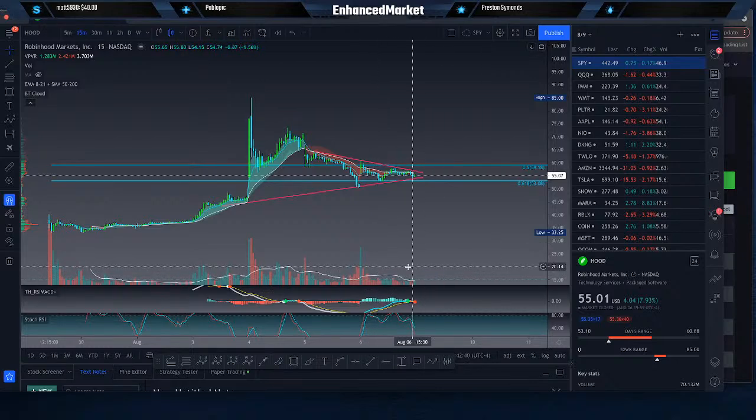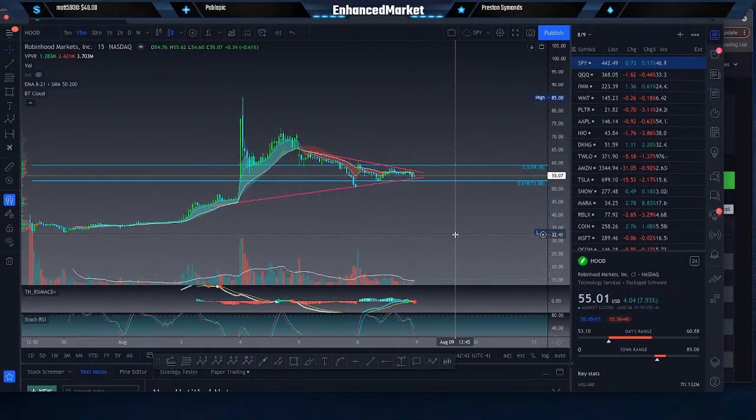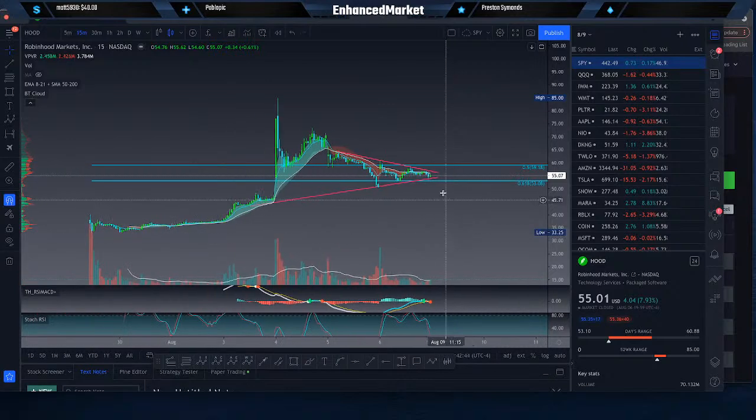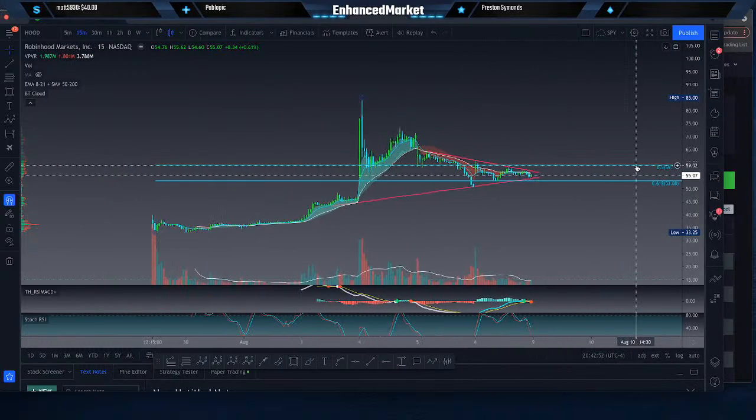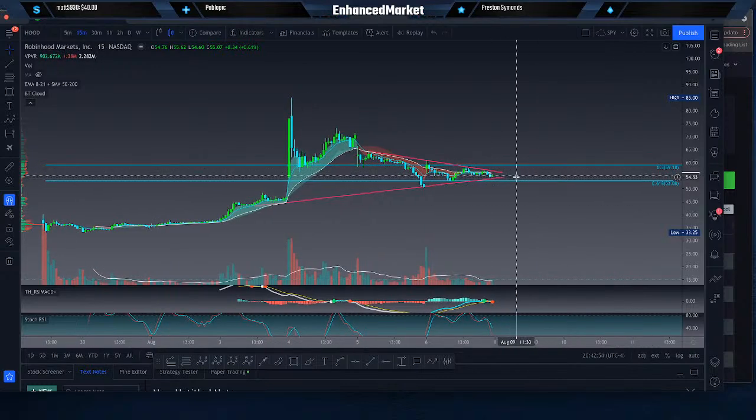Volume's pretty low, so we do need some high volume coming in if you want that move to the upside. But as long as this 618 holds, I can actually change that. Perfect. So as long as the 618 holds, I think we should be fine. And a move over this level right here.